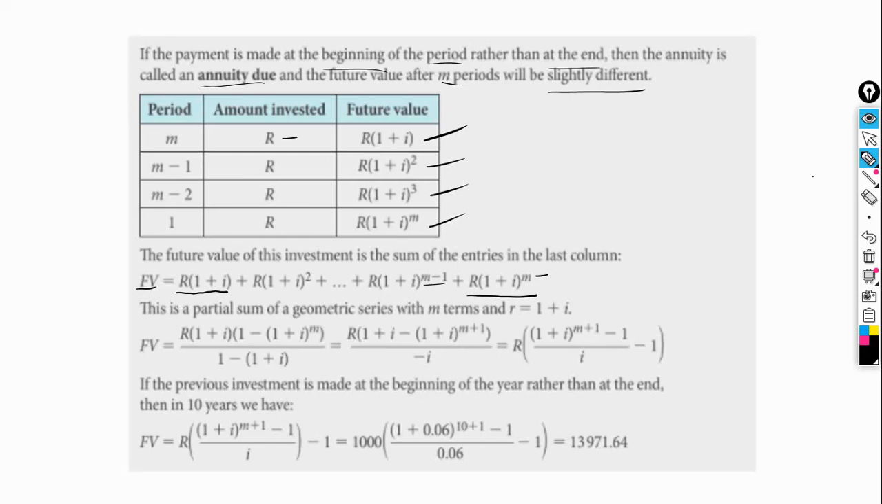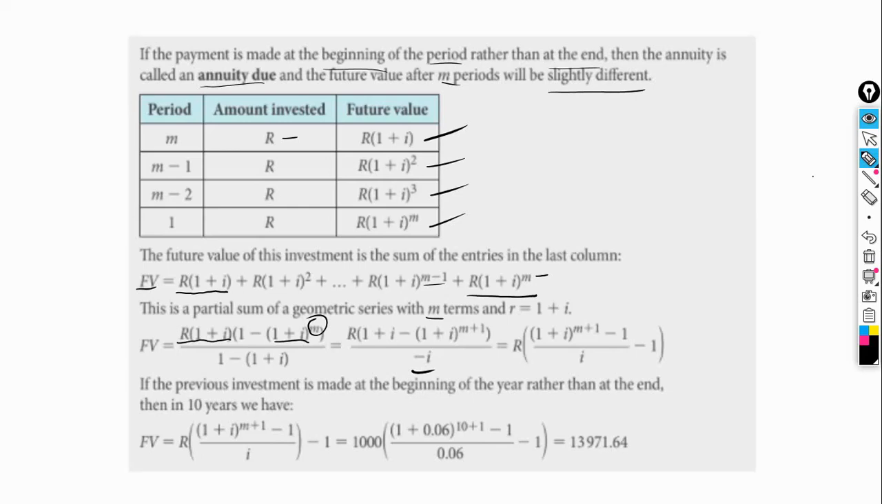So this is still a partial sum of a geometric series with m terms, right? So the first term is going to be R times 1 plus I, right? That was the first term. The common ratio is still 1 plus I, as we can see here. So the geometric series sum is going to be R times 1 plus I times 1 minus the common ratio to the power of m. And this over 1 minus 1 plus I. So notice that in the denominator we get minus I.